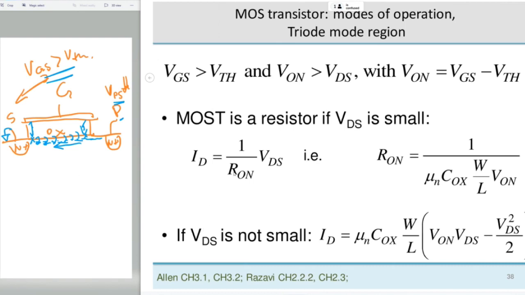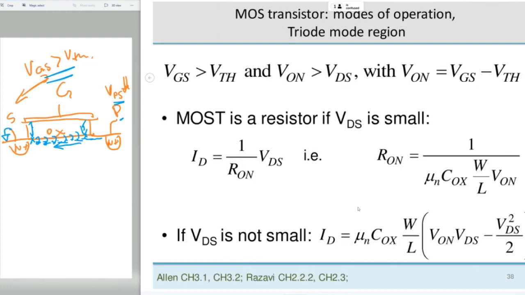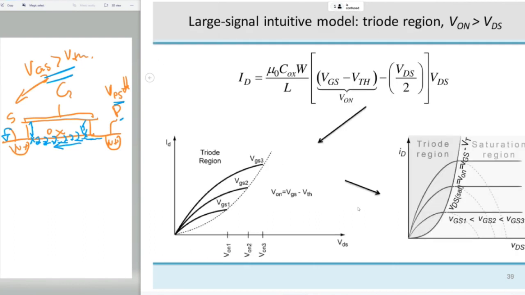All right, now what will happen if I increase the drain source voltage? This analysis is the so-called linear ohmic mode, in which the transistor in the triode region behaves like a resistor. If I increase the drain source voltage a little bit, but I'm still in the triode region, this assumption still holds: V_ov is larger than the drain source voltage.